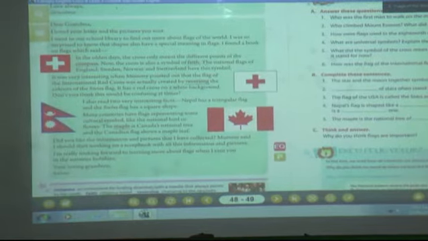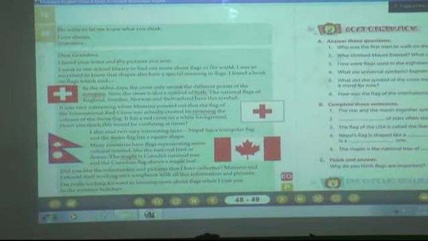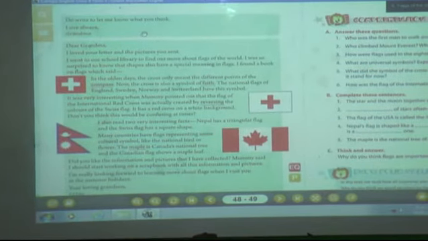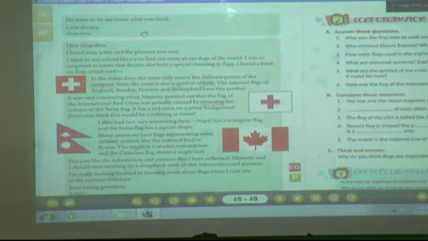And at last she is closing the letter by telling him, do write to let me know what you think. Love always, Grandma. So at last she is telling Ketan that whatever information she has shared with him, he should write to her what he thought or what he is thinking about the information which she has shared. Okay, and then she is closing it with love always, Grandma. Grandma always loves us, so she has closed the letter with these words.